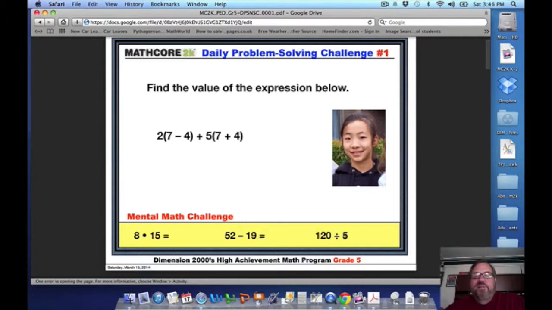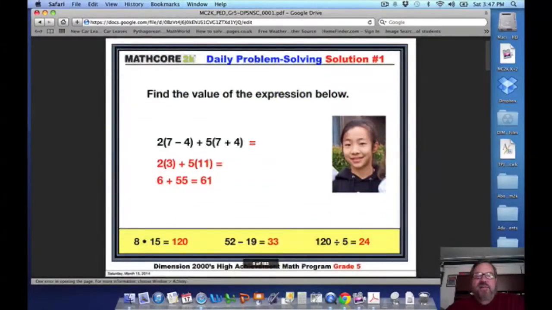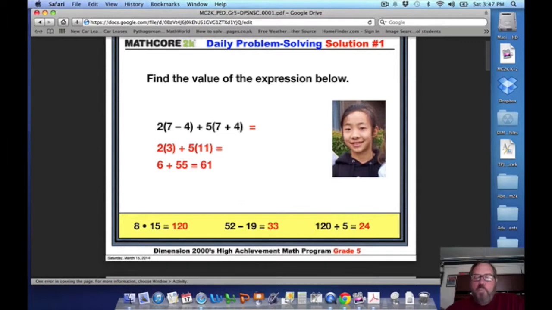Now 120 divided by 5. Teach students that divide by is asking how many are in. So again, break the number 120 into two parts, 100 and 20. How many 5s are in 100? 20. How many 5s are in 20? 4. And so you get a grand total of 24 for your answer. Now arrowing down, you can see there's your answer slide. And so that'll be helpful.